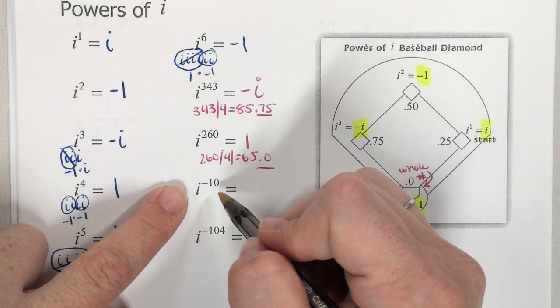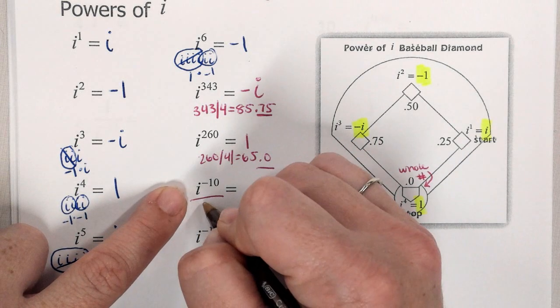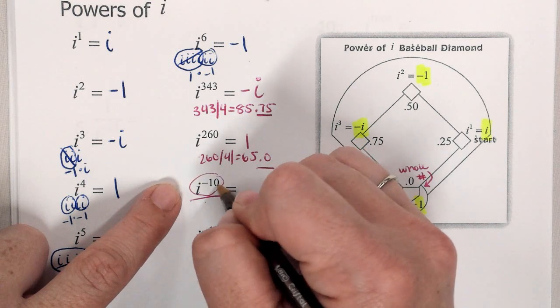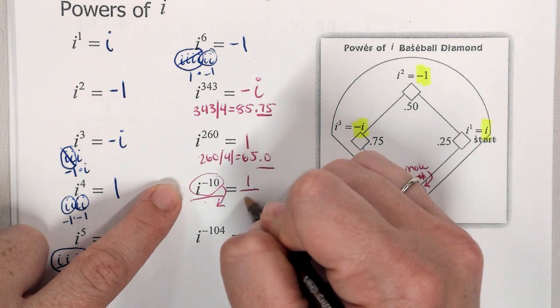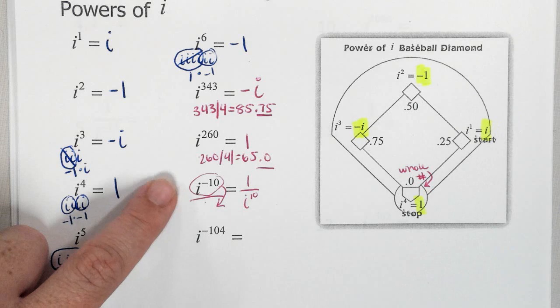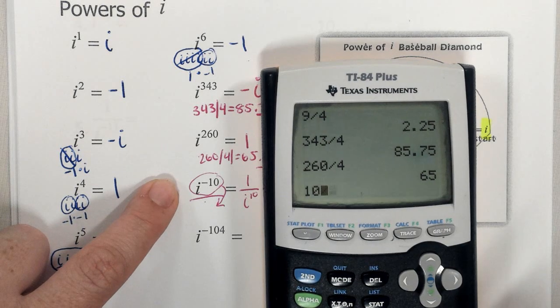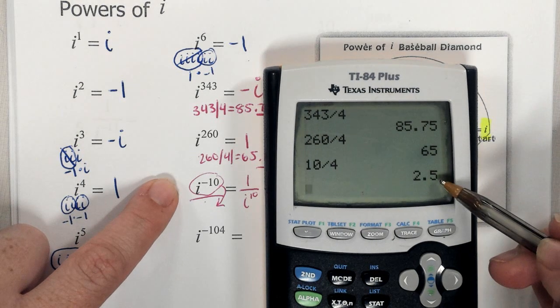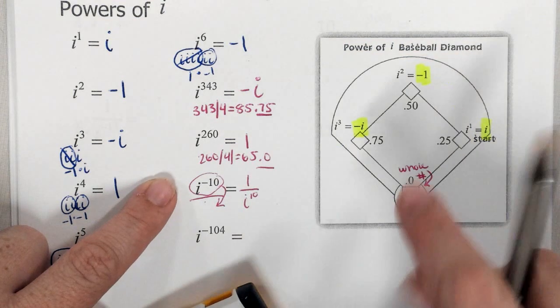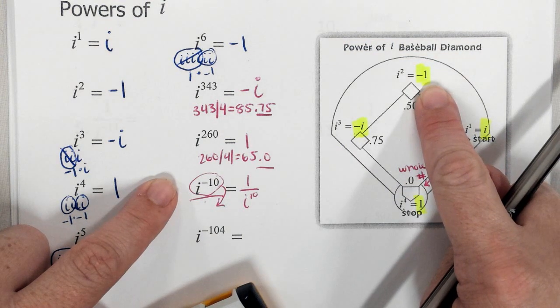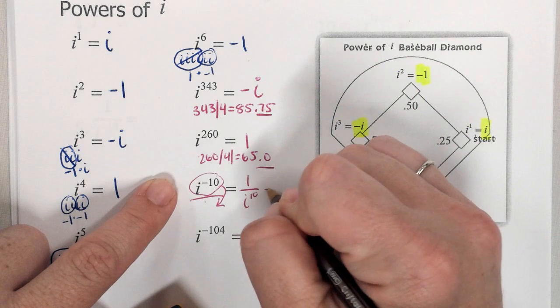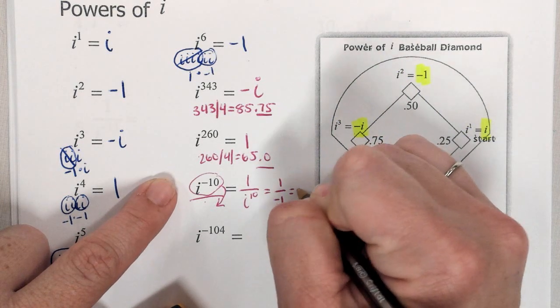Now negatives just mean it's on the wrong side of the fraction. So if we make it a fraction and move it, this ends up being 1 over i to the 10th power. Well, 10 divided by 4, what's my decimal place? 0.5, which is the same thing as 0.50, so what's my answer? Negative 1. So we get 1 over negative 1, which is just negative 1.